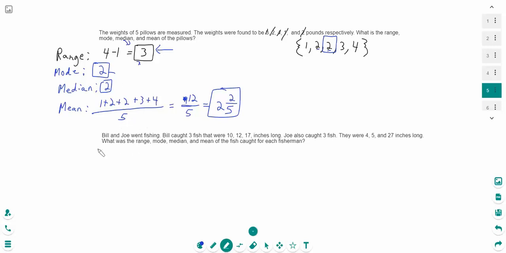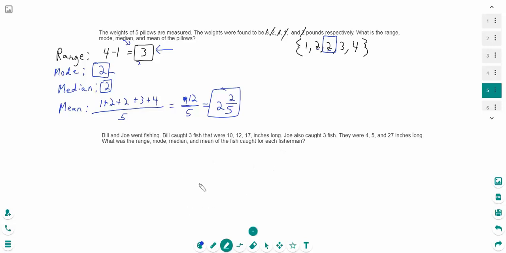Excellent. Now let's go on to the next problem here and see what this one says. So Bill and Joe went fishing. Bill caught 3 fish that were 10, 12, and 17 inches long. Joe also caught 3 fish. They were 4, 5, and 27 inches long. What was the range, mode, median, and mean of the fish caught for each fisherman?